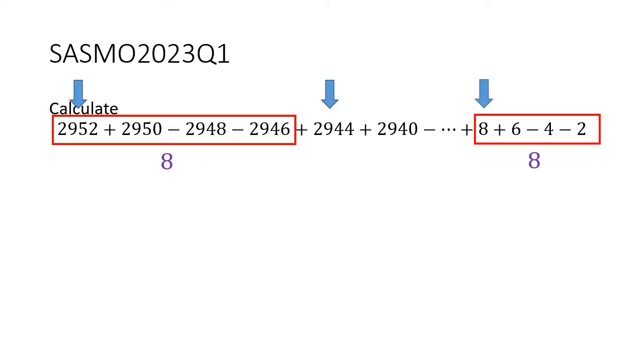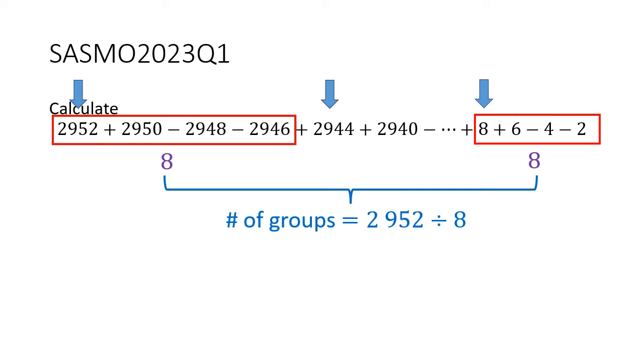Well, notice that the first term in each group is a multiple of 8. So to find out the total number of groups, we'll just take 2,952 and divide it by 8. Now we can calculate the total value by taking the number of groups, 2,952 divided by 8, and multiply that by the total value of each group, which is times 8. And the 8's just cancel out, so our final answer is 2,952.